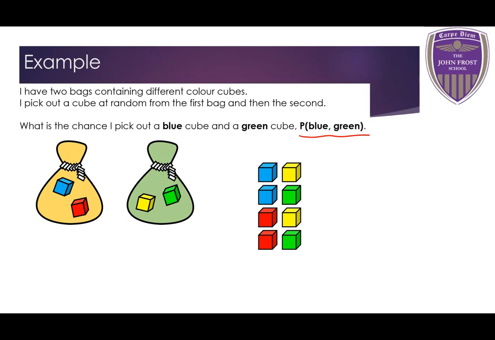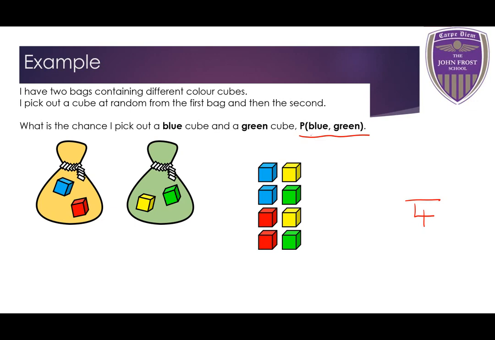So before we use any numbers, let's try and visualize what are the possible outcomes of picking a cube from each of these bags. Well, we can either get a blue and a yellow, or a blue and a green, or a red and a yellow, or a red and a green. So we know that there are four different outcomes, okay?